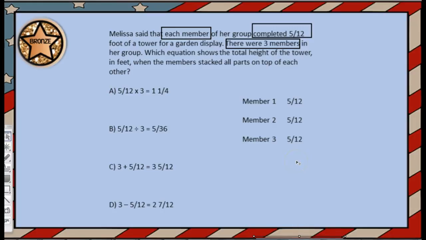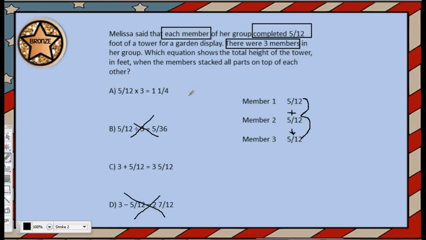Now, I could add each of these 5/12 together. So 5/12 plus 5/12 plus 5/12 equals. All right, so what is that called? Repeated addition, and I did it 3 times. Ooh, so that gives me a clue. I'm definitely not going to divide. I did add, but I'm not adding 3 to each one. I'm adding each other together 3 times. And I'm not going to subtract. So am I multiplying or am I adding?